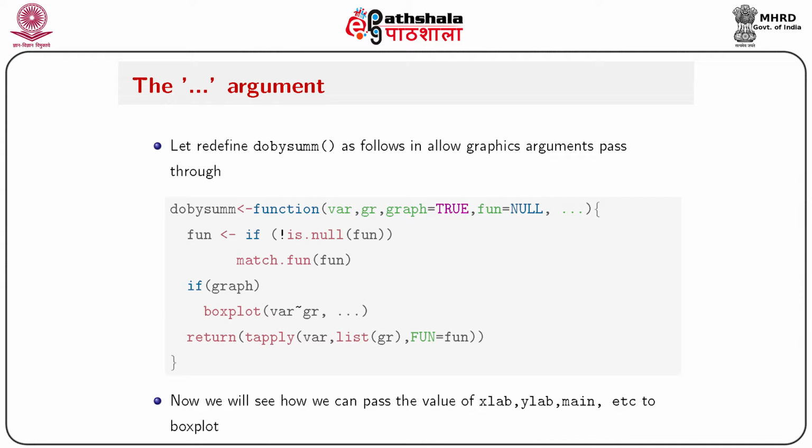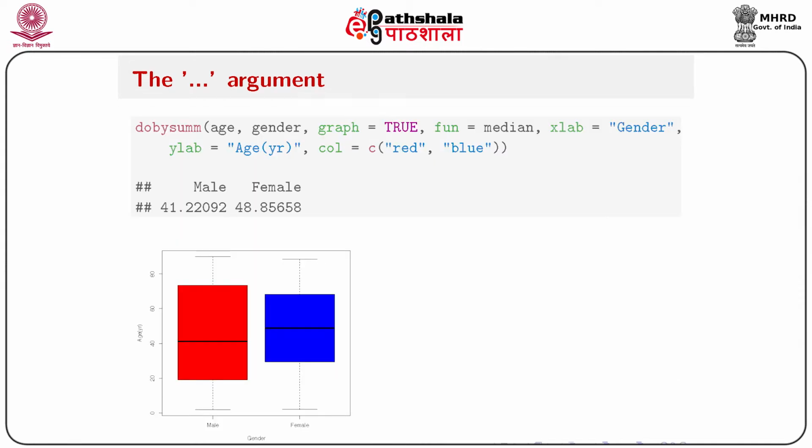And now we will see how we can pass the values xlab, ylab, main, etc. to the box plot. Now see, doBy age, gender, graph equals true, function equals median. Now we are passing xlab equals gender, ylab equals age, col equals red and blue, and so on. You can customize the graphs as you want, so the par parameter values, all the arguments of the par functions, can be passed through the triple dot argument.